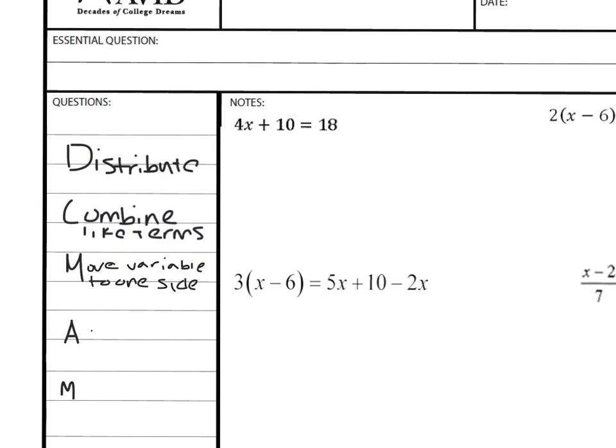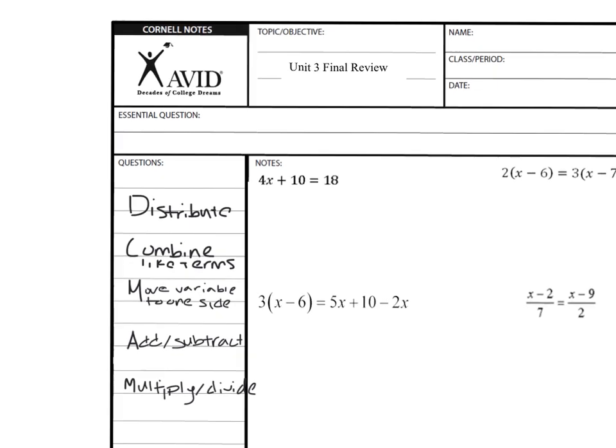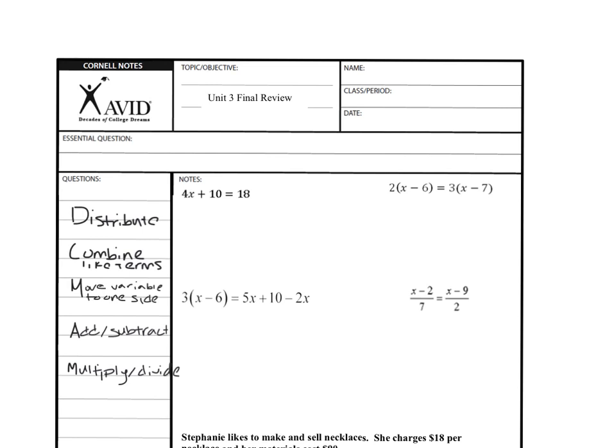The A was to either add or subtract. And M was to multiply or divide. So I will be using this as I try to solve these next questions. So I'm going to first start off by writing that on the side.